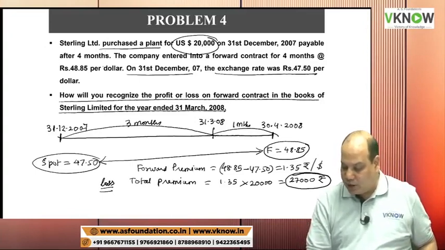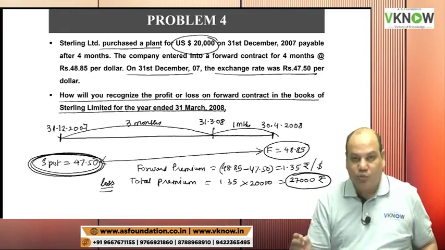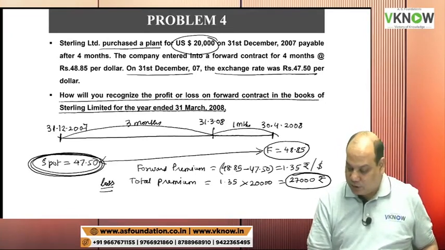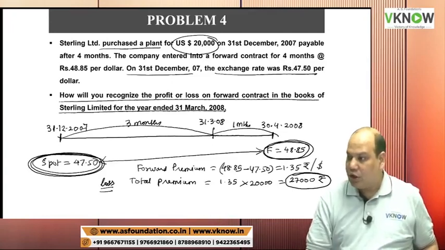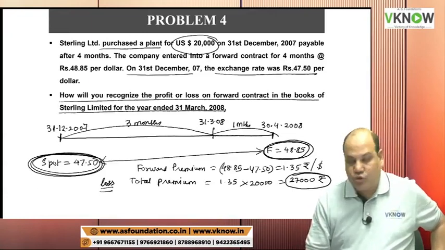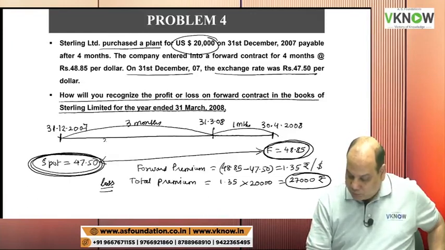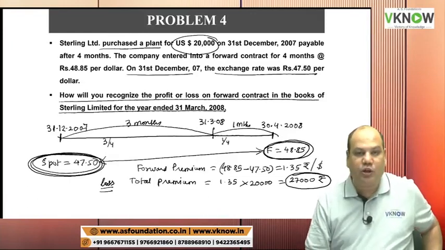Today, had you made the payment today, you would have paid 47.50, but actually you are going to pay after 4 months, and after 4 months you will pay at the rate of 48.85. So total loss 27,000 will be apportioned in the ratio of 3 is to 1 in our example.